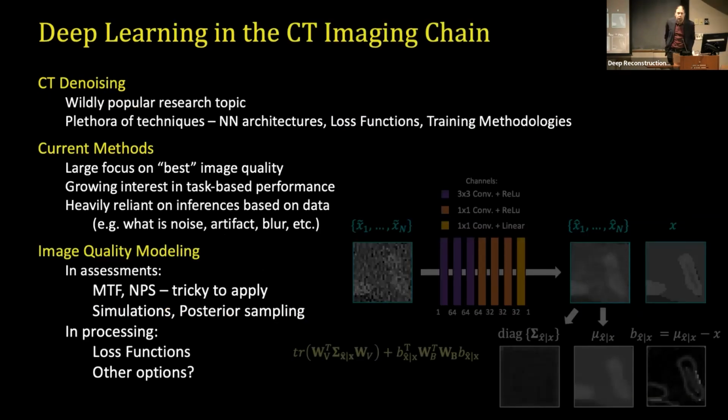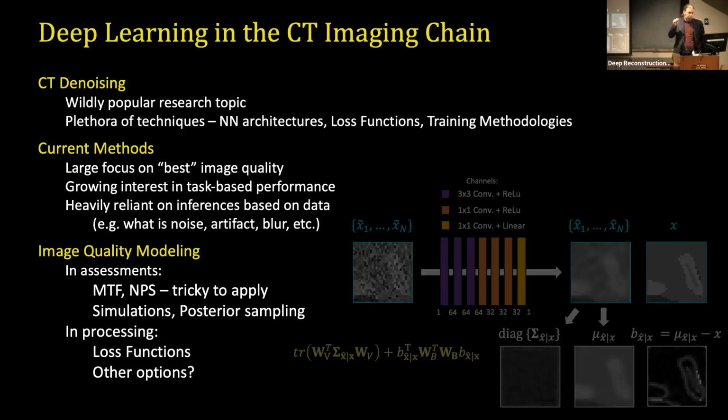So I am talking about deep learning in the CT imaging chain. I think when you look at what's happening out in the world right now, it's often applied as denoising of low-dose CT data. It's wildly popular as a research area, and there are a gazillion different techniques out there across neural network architectures, loss functions, training methodologies, et cetera. And as I look out there, if you look at the ensemble of most of that work, you're looking to find whatever that best image is, the thing that minimizes RMSE or PSNR.